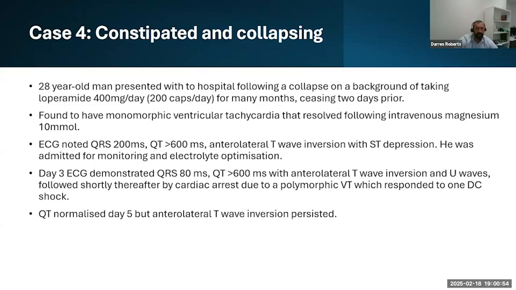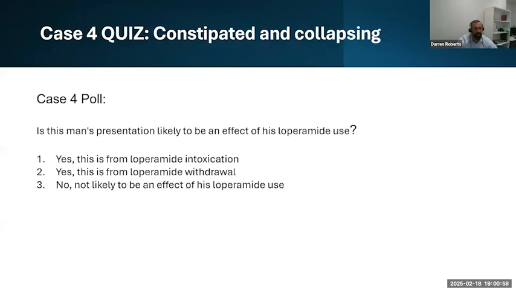And this last case was about loperamide poisoning. I'm just going to go on and tell you the answer to this one. The question here is, do you think this effect is due to loperamide intoxication, loperamide withdrawal, or unrelated to loperamide? The answer is that this relates to loperamide intoxication. He's got high concentrations from the misuse of the loperamide for a long time. It has a very long half-life, and therefore he's going to be unwell in hospital for days.